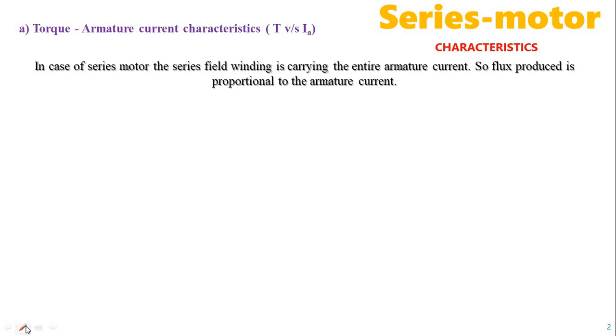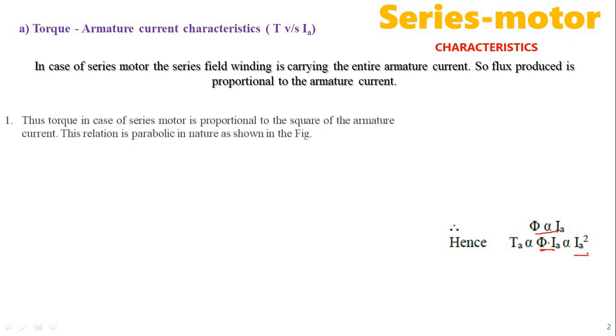In case of a DC shunt motor, Ish is constant due to constant voltage V. Flux produced in the shunt field winding is also constant, but here the series field winding is carrying the entire armature current, so flux is directly proportional to armature current. So I can write torque is directly proportional to flux into Ia, that is the torque equation. Since flux is directly proportional to armature current, I can write Ia into Ia, that is, torque is directly proportional to Ia square.